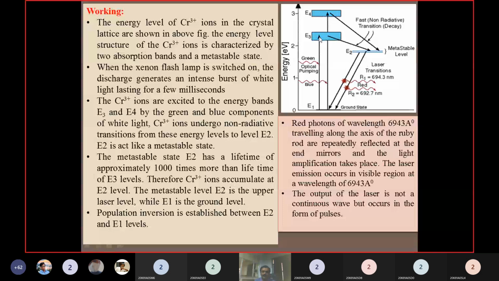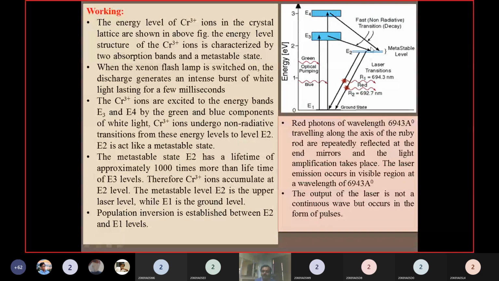The metastable state is the E2 level, and the lifetime of the E2 state is very much greater than that of the E3 and E4 states, approximately more than 1000 times. That's why the E2 level will act as a metastable state.